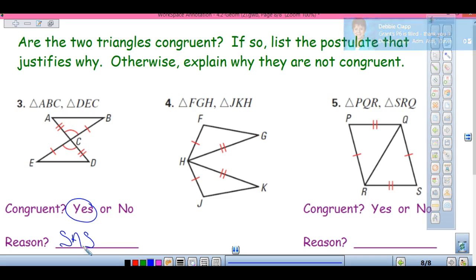Okay, how about number 4? Can we say number 4 is congruent? Okay, let's think about this. Do I have 3 sides? I do? I have 3 sides congruent? No, I only have 2 sides congruent in number 4, right? So that doesn't work. If I only have 2 sides, can I prove that the included angle is congruent?